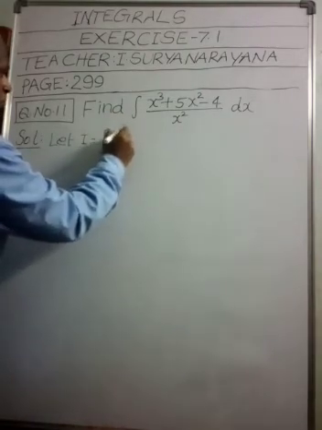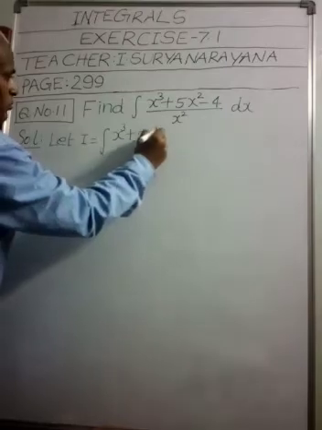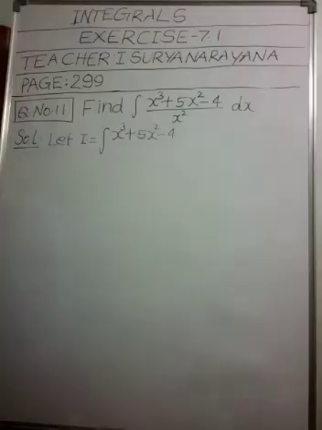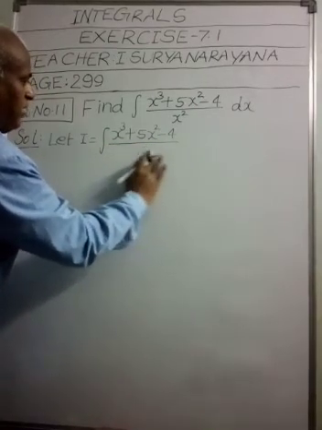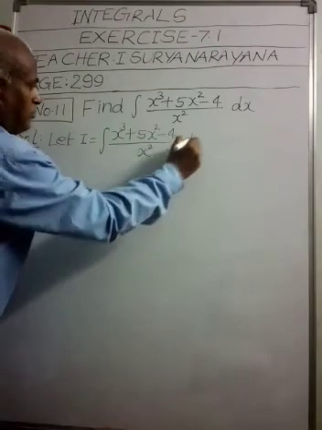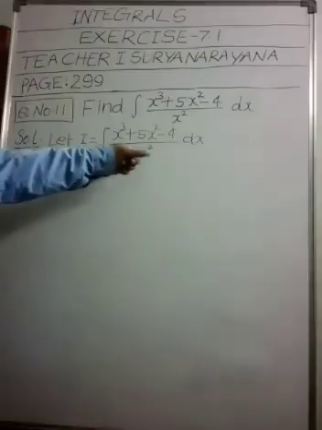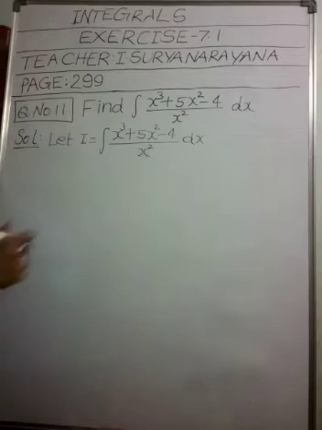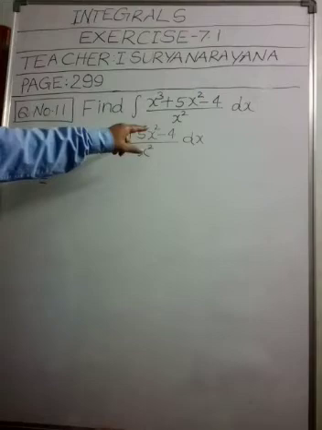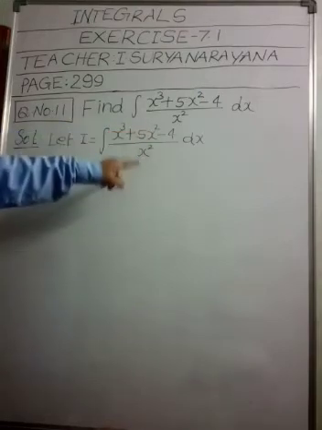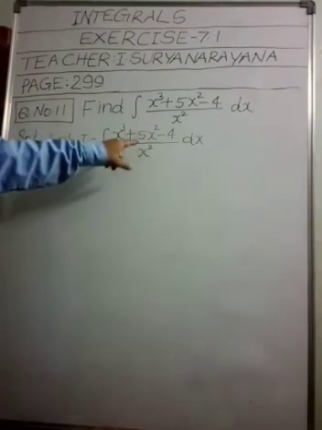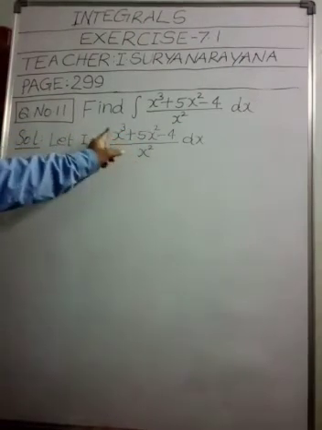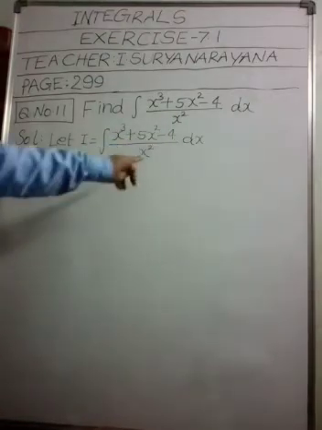integral x cube plus 5x square minus 4 whole divided by x square dx. First step, understood? This is equal to, if you observe this integrand, an algebraic expression divided by another algebraic expression, you have to divide this function by this function. So it is a monomial. Let us divide each and every term by this monomial.